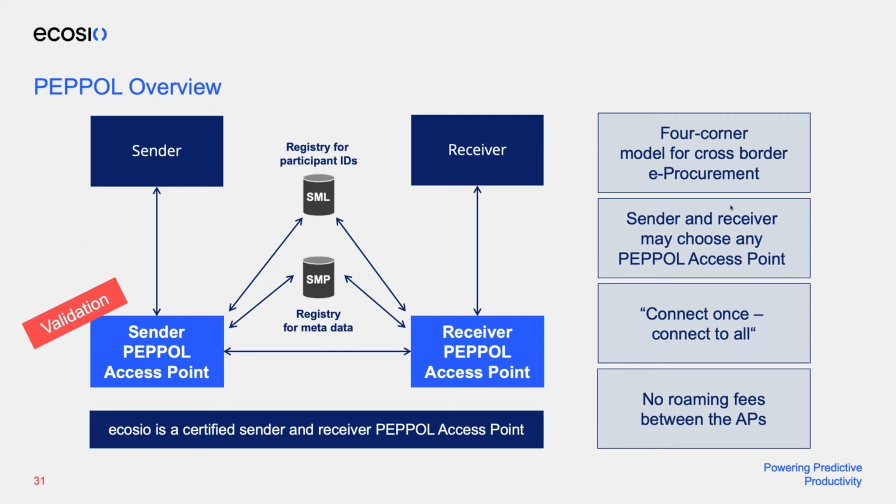Using your access point, you can send to anybody in the Peppol network, and you can receive from anybody in the Peppol network. As opposed to other approaches, there are no roaming fees between the access points, and also the sender access point performs a validation of the sent data. So the receiver access point only receives valid XML instances. As said, it is essential that you do have a sender or receiver access point. Ecosio, for instance, is a certified sender and receiver Peppol access point.